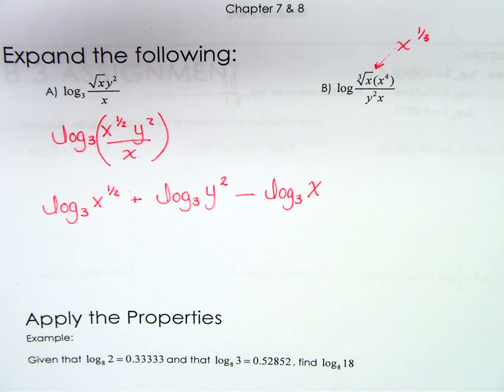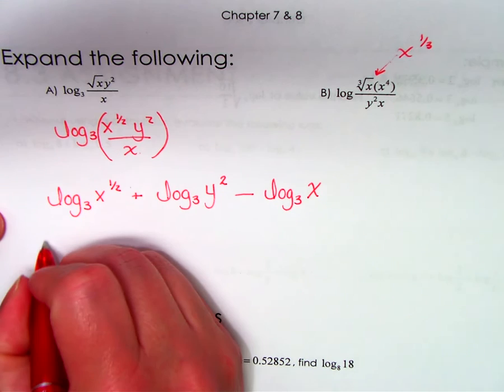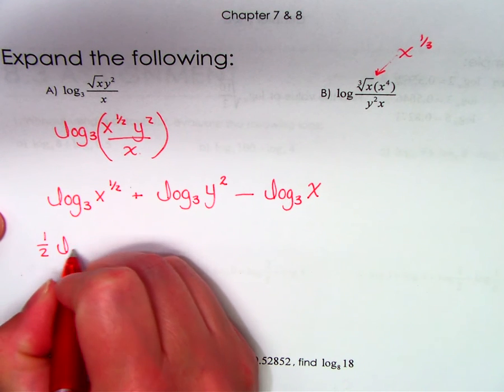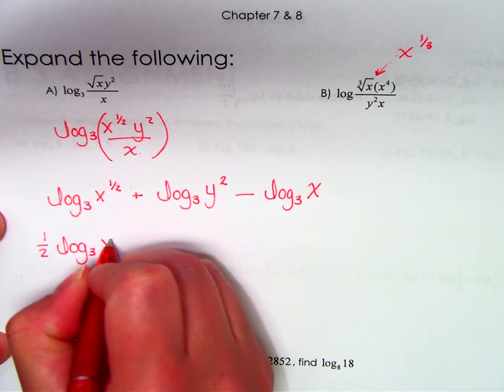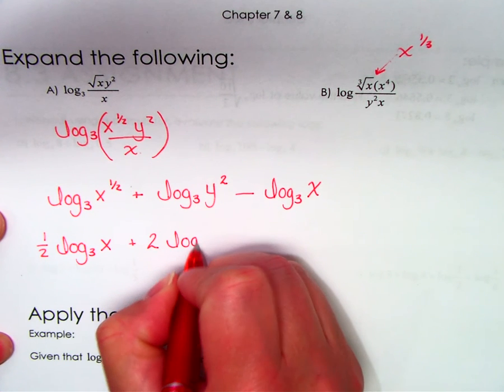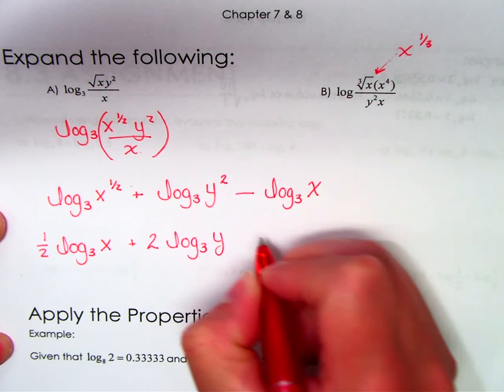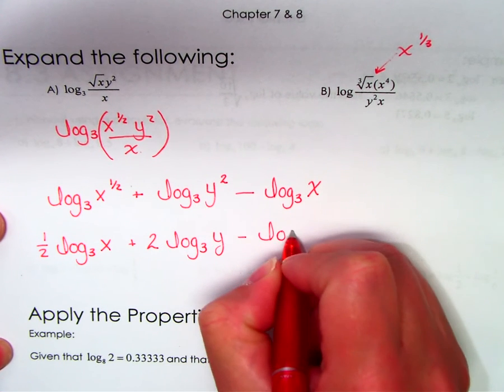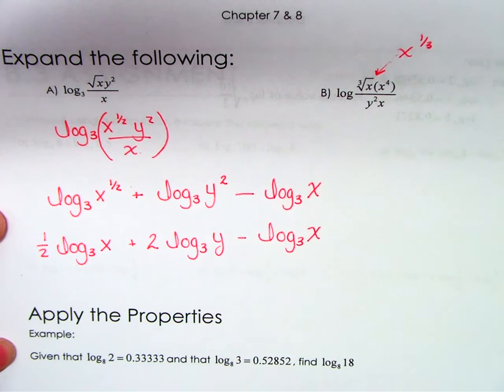Now we still have to apply our power law. So what does the power law say? What do we do with the exponent? It comes from the exponent out to the front as a coefficient. So this would be 1/2 log base 3 x plus 2 log base 3 y minus log base 3 x.